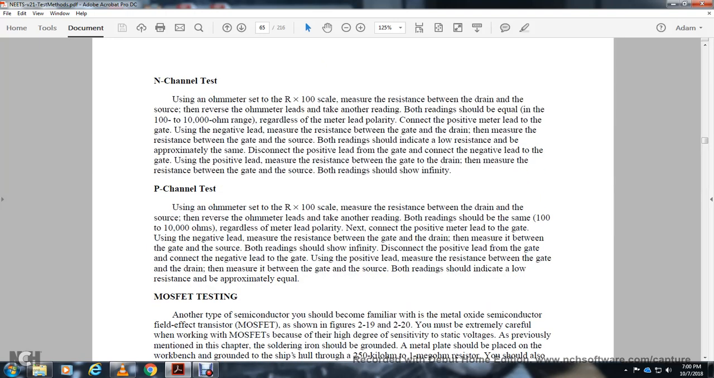For the positive channel, with the ohmmeter on the times 100 resistance scale, measure the resistance between the drain and the source, then reverse the meter leads and take another reading. Both readings should be the same, 100 to 10,000 ohms, regardless of the meter lead polarity.